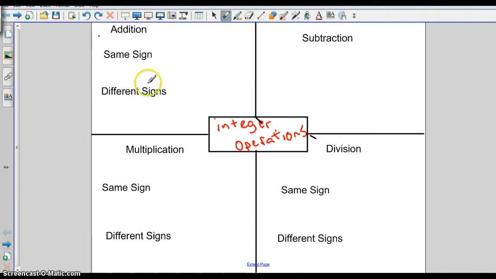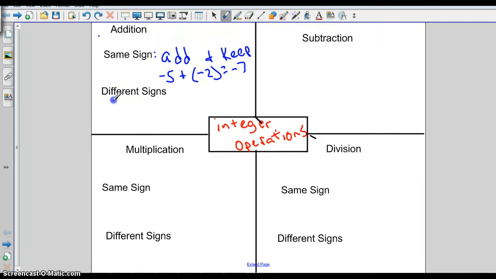All right, now that you're set up and ready, you guys know these rules. We're just putting them in a chart so that you have something to look back at. If the signs are the same, you have learned that you add and keep the sign. So, for example, -5 plus -2 equals -7. Add and keep.